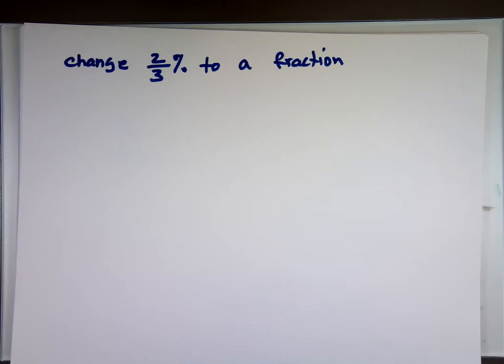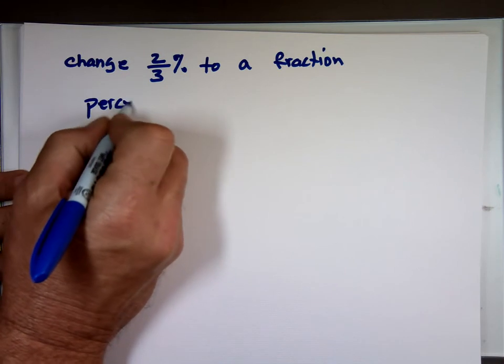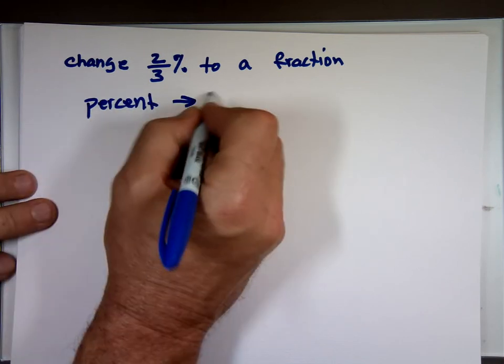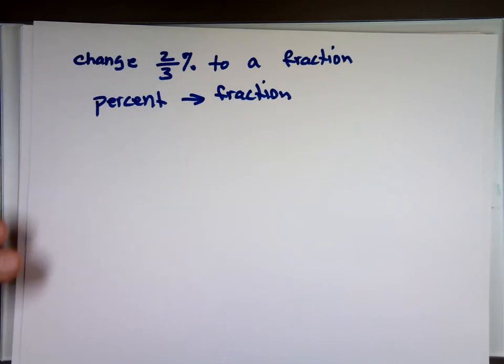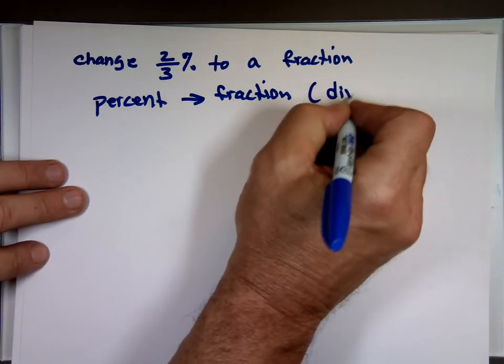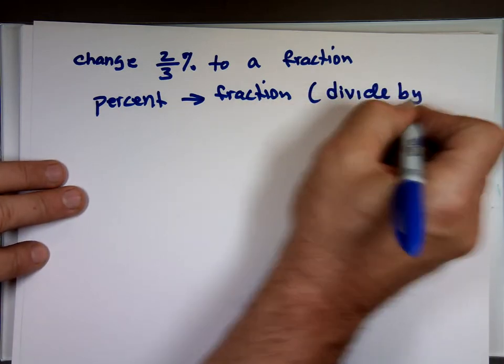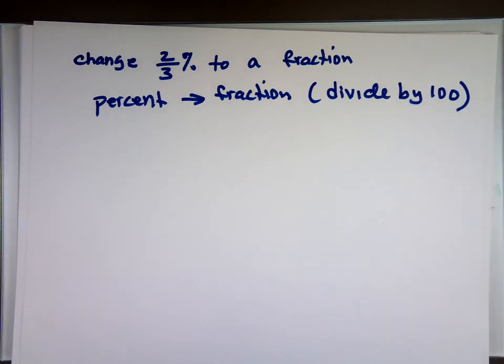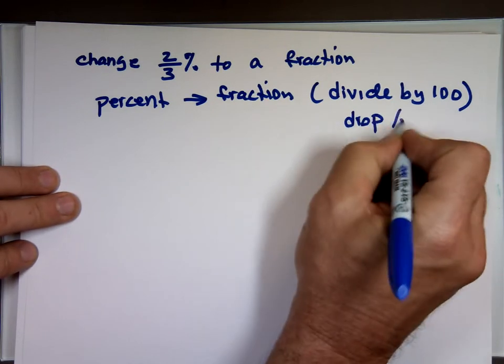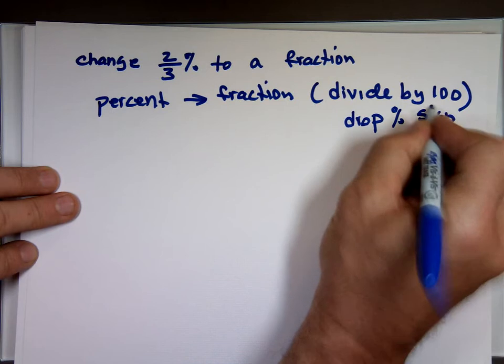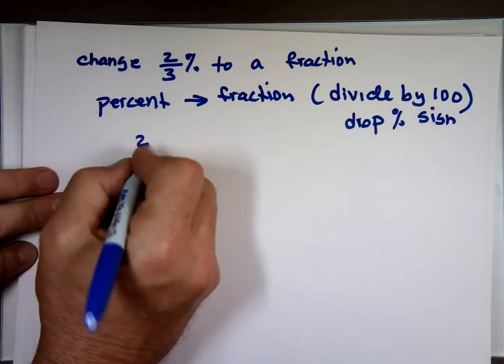What are we going from and to? Are we going from fraction to percent or percent to fraction? So we're going from percent to fraction. Look at the rule we just gave you. What is it? Divide by 100. So divide by 100. And drop the percent sign. So here we go, 2/3 divided by 100.